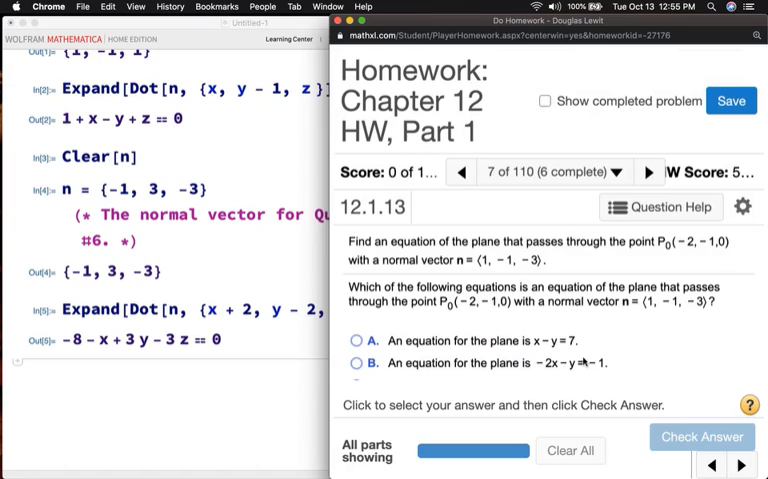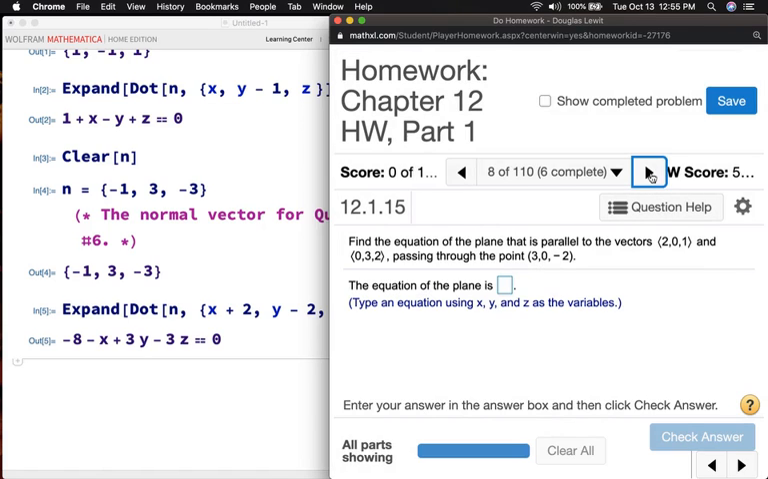Number 7. Find an equation of the plane that passes through the point. This is like number 6, guys. It's really the same thing as 6. So why don't we move on to number 8? This one's a little different.